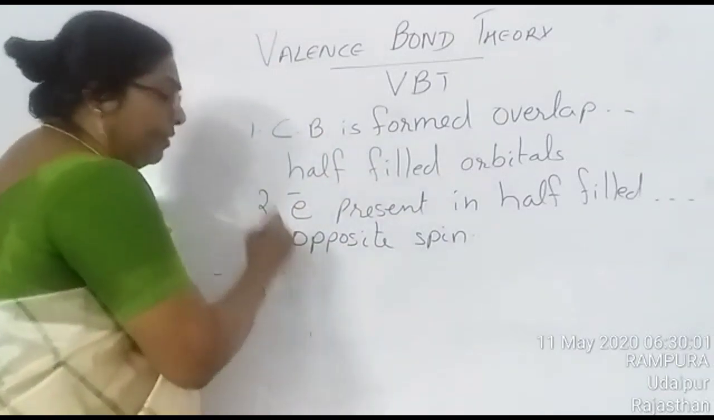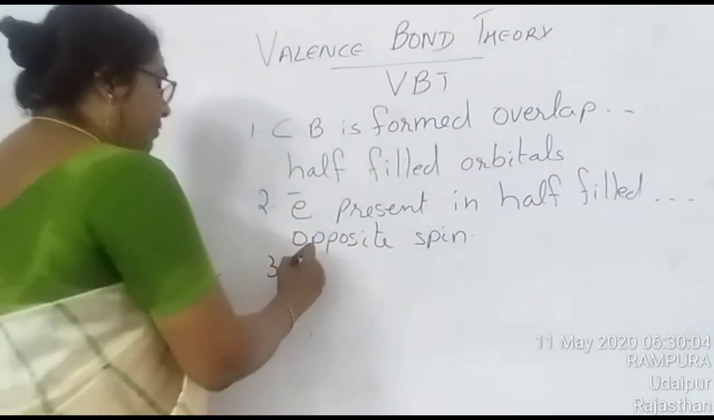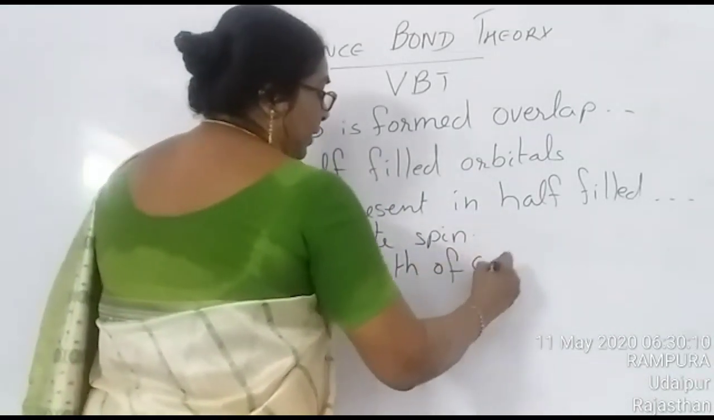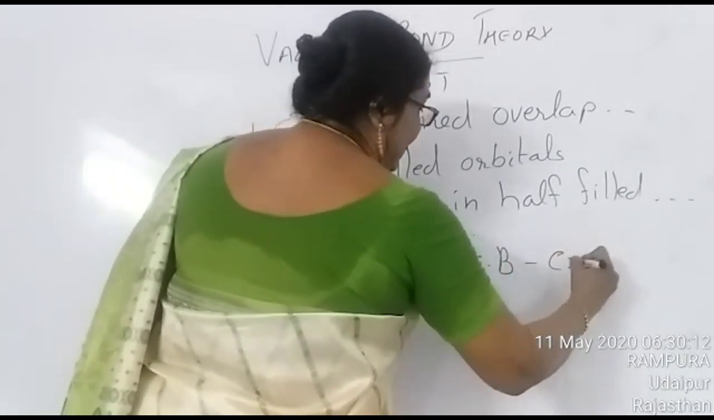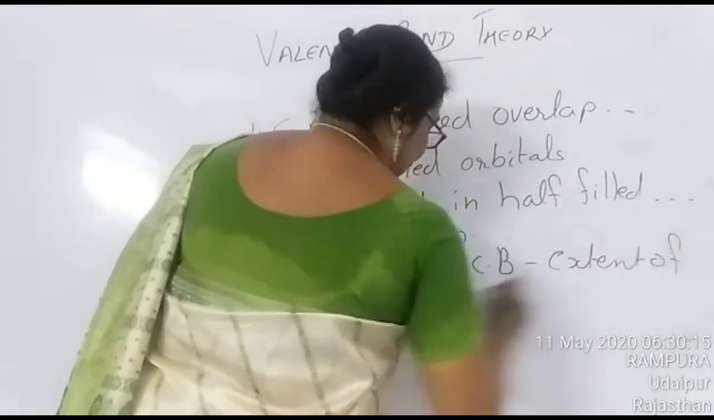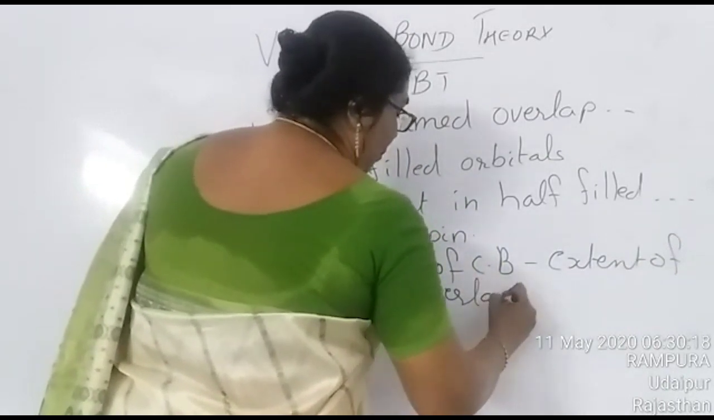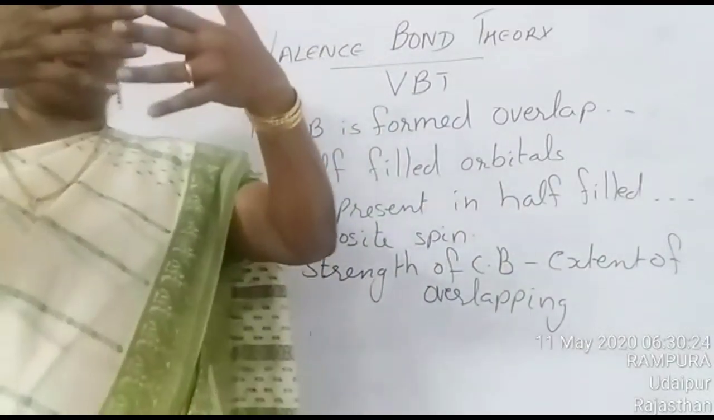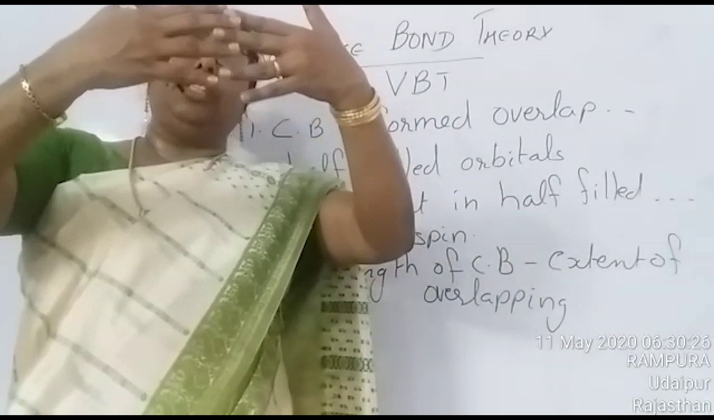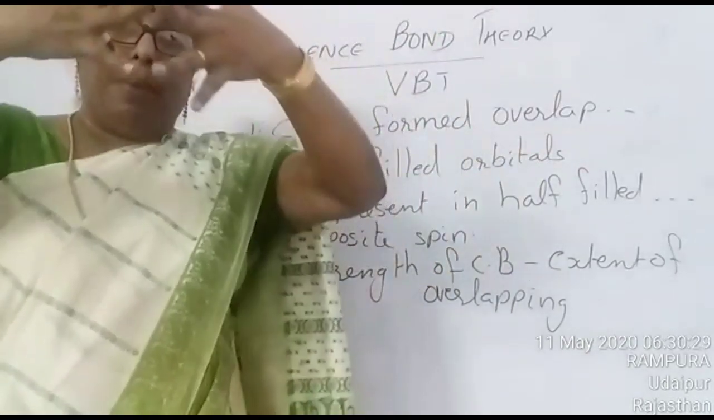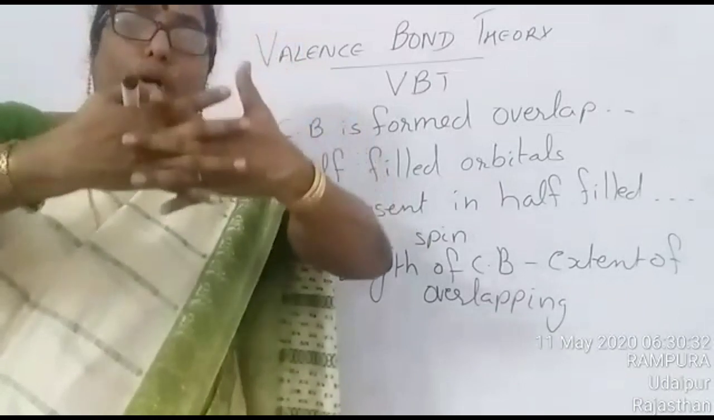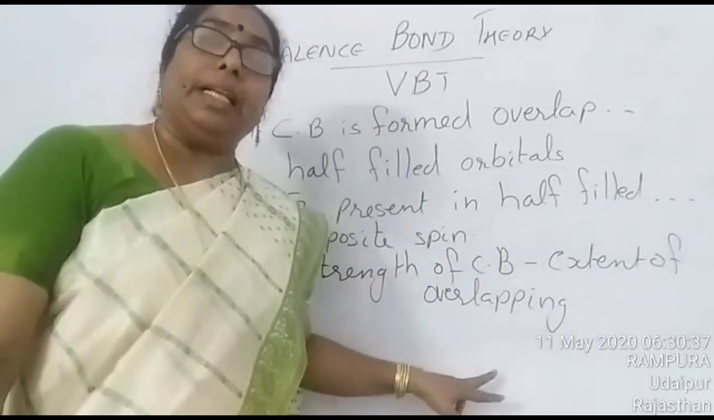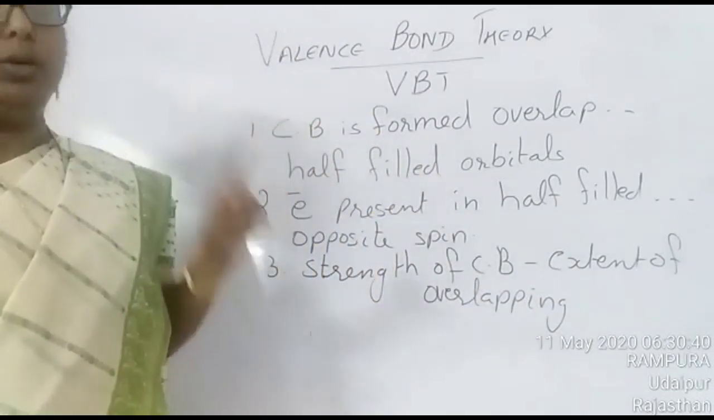The third postulate is about the strength of covalent bond. The strength of a covalent bond depends on the extent of overlapping. Suppose a bond is formed like this, and the extent of overlapping is very small, so you can break it very easily. But if the extent of overlapping is more, then it is difficult to break the bond. So as the extent of overlapping increases, the strength of the covalent bond also increases.